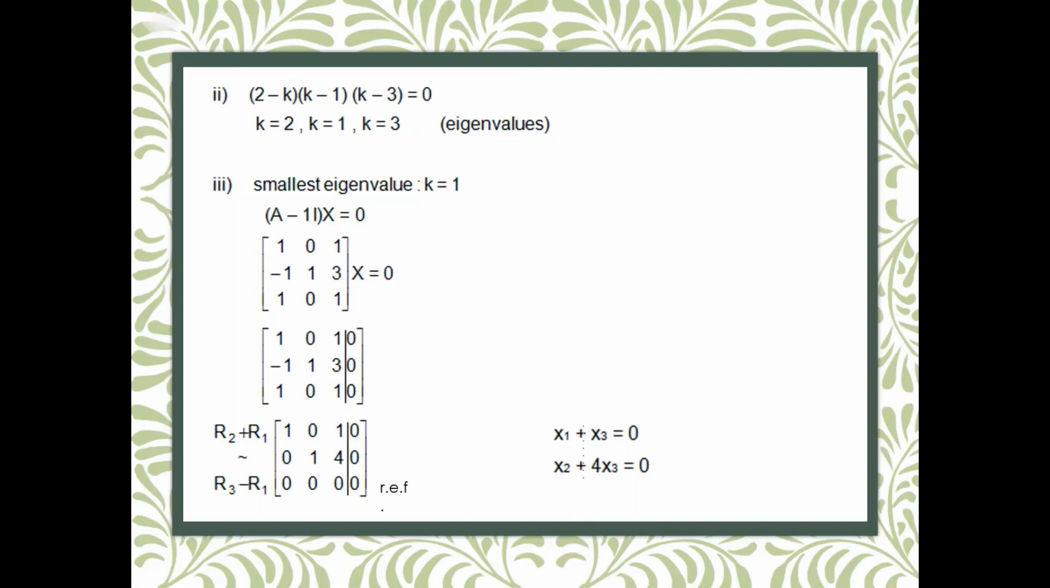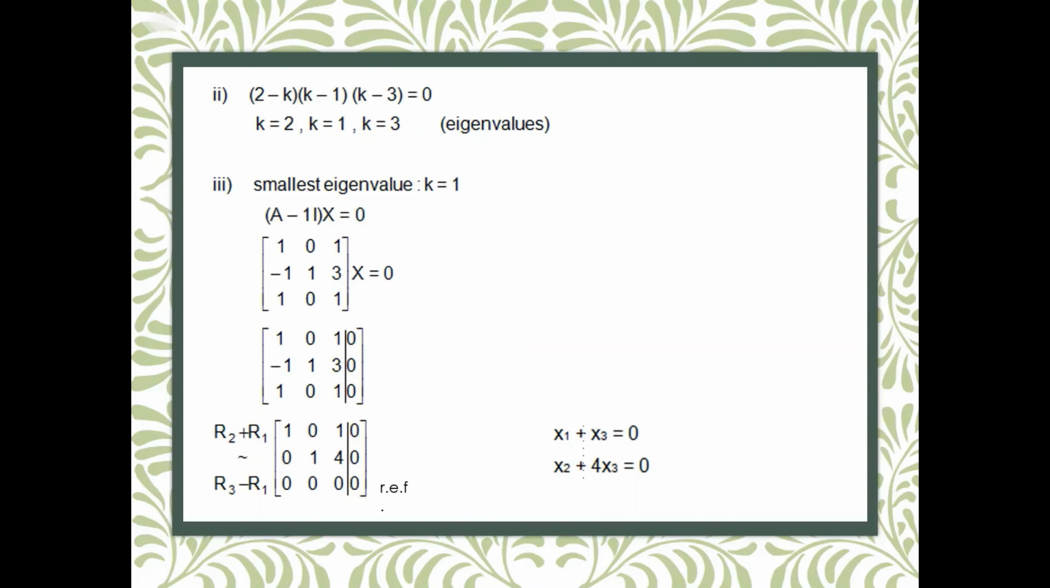Next, to find the corresponding eigenvector, substitute k equal to 1 into the equation of A minus kI multiply with x equal to 0. Then, reduce the augmented matrix to row echelon form. Go to the first row and find the leading. As the first non-zero value is 1, proceed to obtain 0 below the leading by performing row operation R2 plus R1 and R3 minus R1.